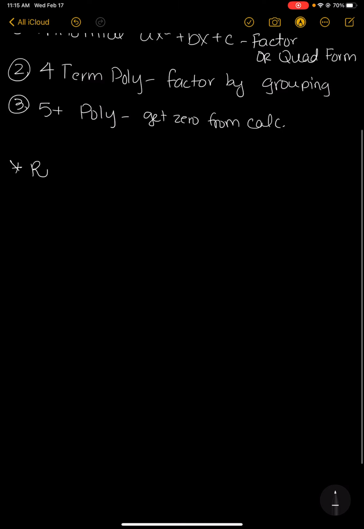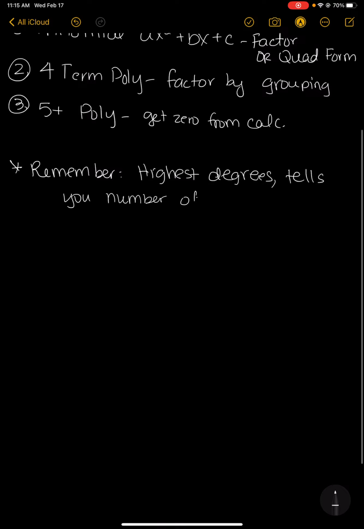So remember, the highest degree tells you the number of zeros that you're looking for. And there are all these algorithms and other things that you can look at, your signs, and you can figure out how many real and how many imaginary. We're not going to look into that. We're just going to use this basic rule that the highest degree is going to tell you the number of zeros that you're looking for. So we'll just jump straight into an example.